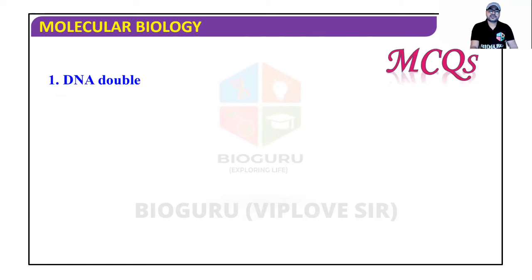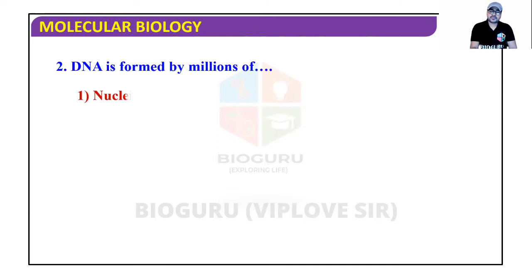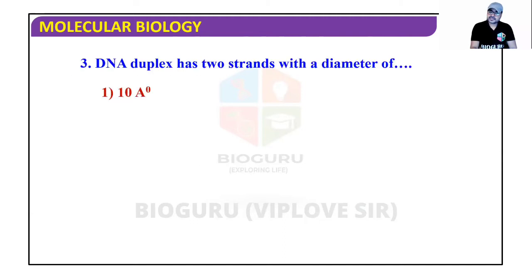So now some MCQs. The right-handed DNA double helix is D form, B form, Z form or X form? Yes, it is B form. DNA is formed by millions of nucleotides, nucleosides, ribonucleotides or deoxyribonucleotides? Yes, it is deoxyribonucleotides. A DNA duplex has two strands with a diameter of 10 angstrom, 20 angstrom, 30 angstrom or 40 angstrom? It is 20 angstrom.